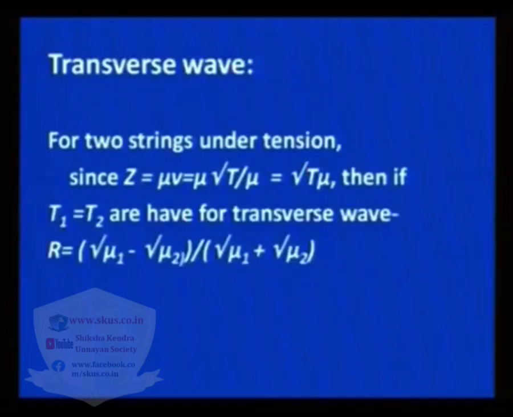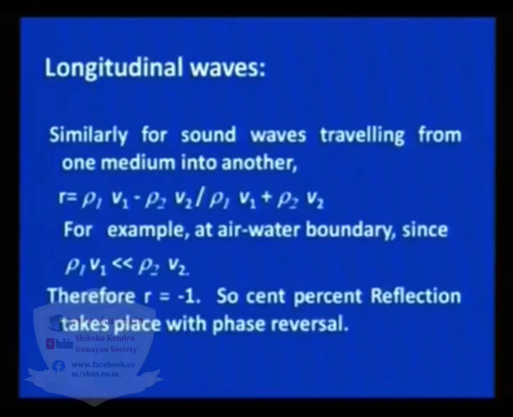In the case of transverse waves, two strings under the same tension, Z will be equal to mu into V, and when we substitute the value of V, it becomes equal to under root T into mu, where T is the tension in the string. If T1 and T2 are equal, then it can be written as (under root mu1 minus under root mu2) whole divided by (under root mu1 plus under root mu2). Similarly, we can write in the case of longitudinal waves, rho1 V1 is very less than rho2 V2, and rho is the volume density of the medium.